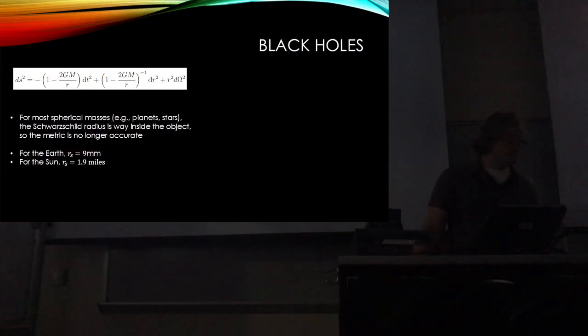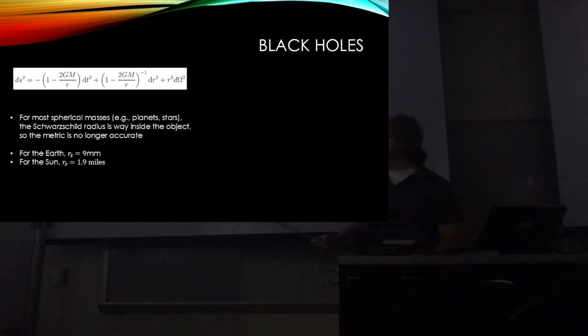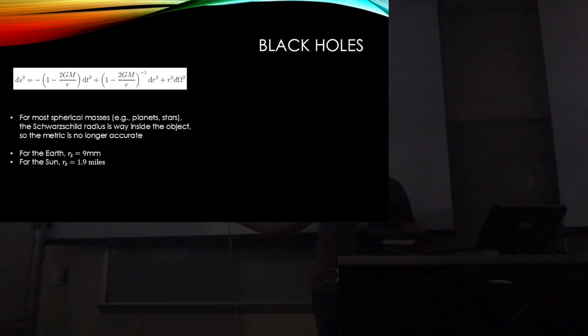A couple things are going on. But first of all, let me give a little bit of physical context. For most spherical masses, planets and stars, this point where r equals 2GM over c squared occurs way inside of the object. So for the Earth, the Schwarzschild radius is 9 millimeters. And when you're inside the object, this equation no longer holds. This expression was derived assuming that you're outside of a spherically symmetric mass. Once you get inside the interior, then you have to do a different calculation.